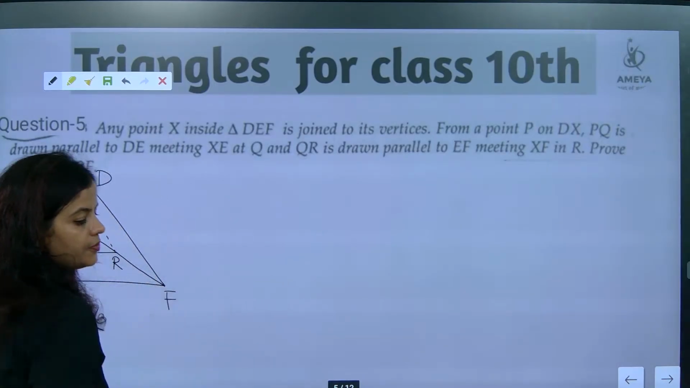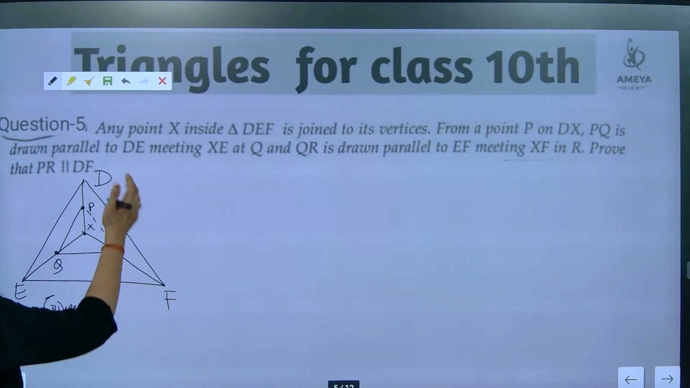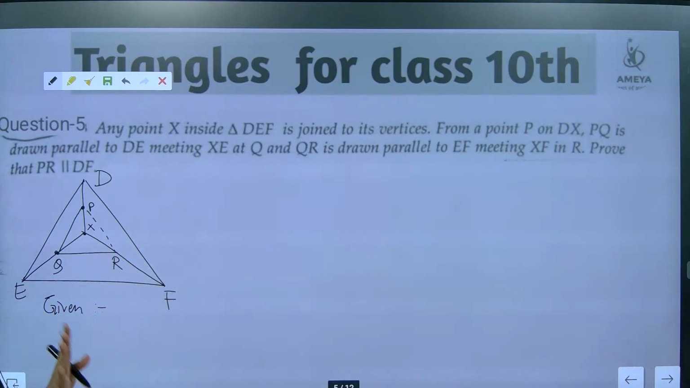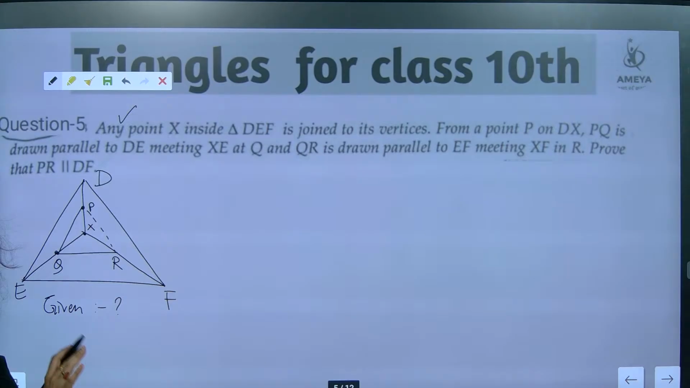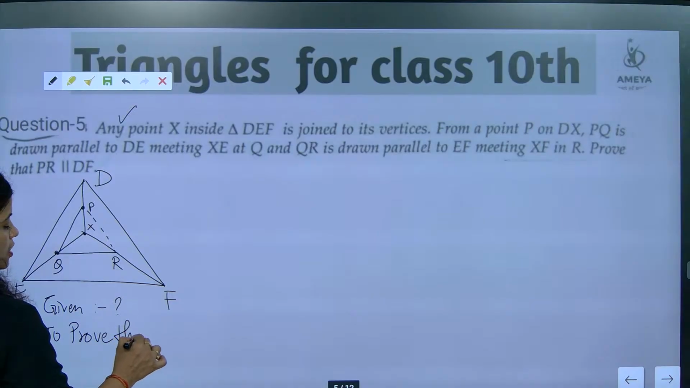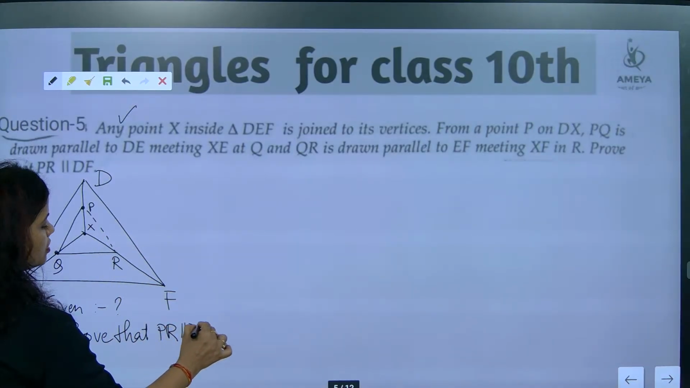So now look here, beta. First work is in given part. What is given, beta? So whatever is written now, by that you write in the given. So whatever question is given, you write here in the given section. Got it? And beta, what is to prove that? To prove that PR parallel to DF.